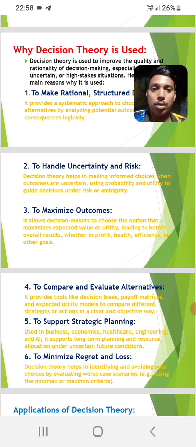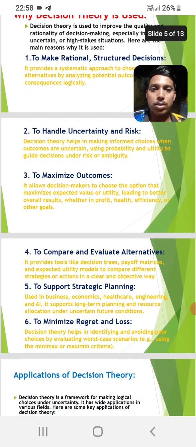Second, to handle uncertainty and risk. Decision theory helps in making informed choices when outcomes are uncertain, using probability and utility to guide decisions under risk or ambiguity. Third, to maximize outcomes. It allows decision makers to choose the option that maximizes expected value or utility, leading to better overall results, whether in profit, health, effectiveness or other goals.